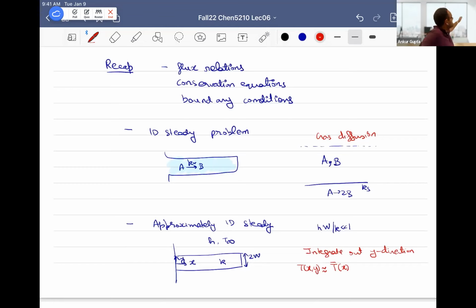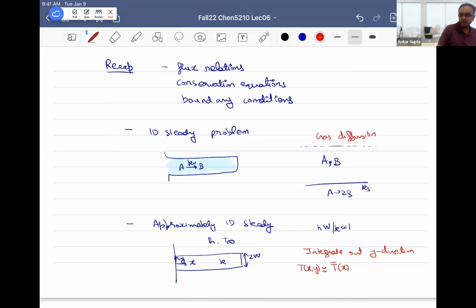The first problem we discussed was the first order reaction in a tube, a steady problem. We got the concentration profile for A. The second problem, which is what you also did in your homework, was the gas diffusion problem of A going to 2B with a surface reaction. We learned that in gas diffusion, you have to be careful with the conservation equation. And last class, we discussed the approximately 1D steady problem, where we go from 2D to 1D.